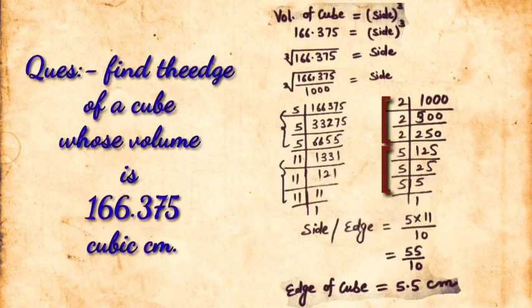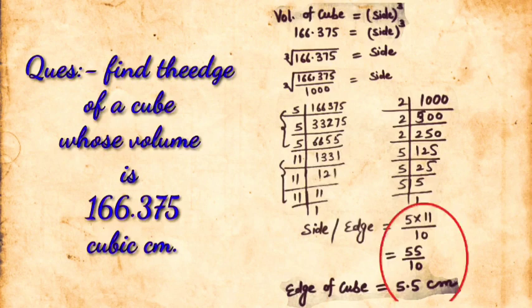So the side or edge of the cube is equal to the cube root of 1,66,375, that is 55 over 10. So 55 over 10 can be written in decimal form as 5.5. So the edge of the cube is equal to 5.5 centimeter.